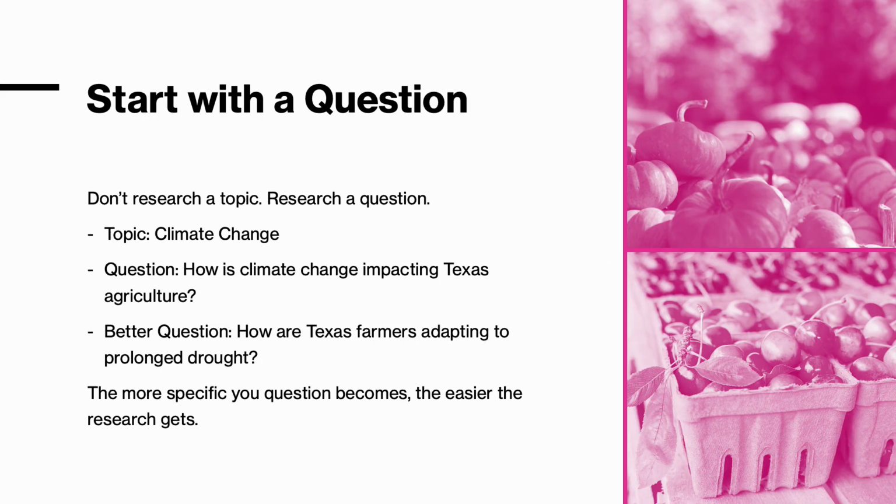So the best way to demonstrate curiosity is probably to start with a question. You're not going to research a topic, you're going to research a question. So for example, a topic might be something like climate change. But a question is going to be, how is climate change impacting Texas agriculture? Or maybe you want to be even more specific and ask a better question. How are Texas farmers adapting to prolonged drought? The more specific your question becomes, the easier your research process gets.